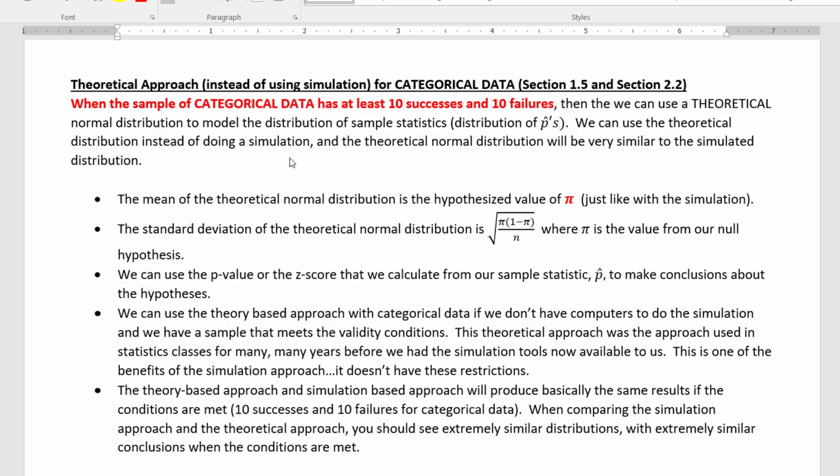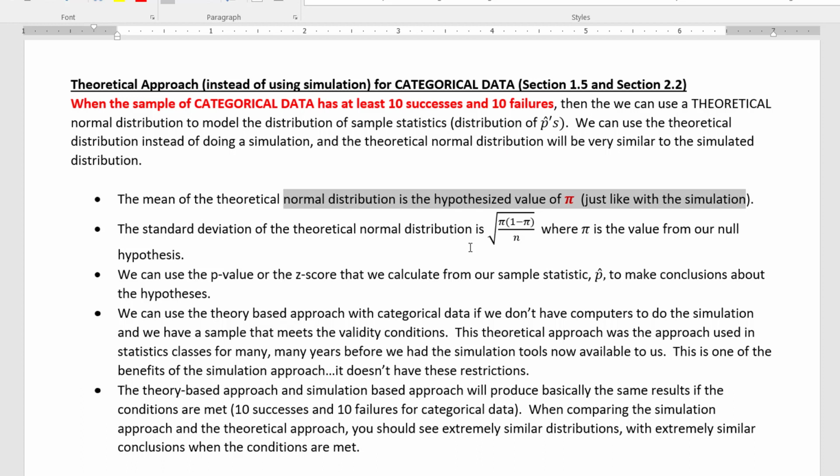been answering this semester. To use a theory-based approach, we do have to meet some validity conditions. So, as this reads, when the sample of categorical data has at least 10 successes and 10 failures, then we're allowed to use a theoretical normal distribution to model our distribution of sample statistics. In that situation, instead of using a simulation, we're going to be able to draw that normal curve and know that that normal distribution is centered at pi, just like it was with the simulation. And this formula will give us the standard deviation of that distribution of sample statistics.